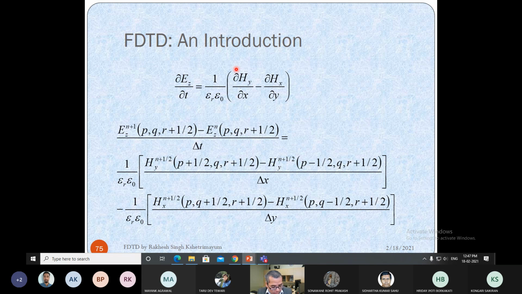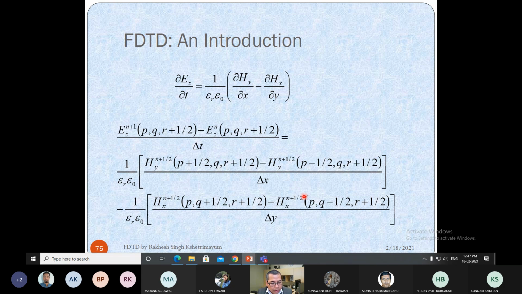Look at the right hand side, del Hy by del x. Partial derivative with respect to x, and it is Hy. So this is at the center of the face of the cube in the xz plane, so x and z will be half integer grids. The x running index is p plus half, p minus half, r plus half, r plus half. You are doing partial derivative with respect to delta x, so this will be p minus half. Similarly, del Hx by del y.